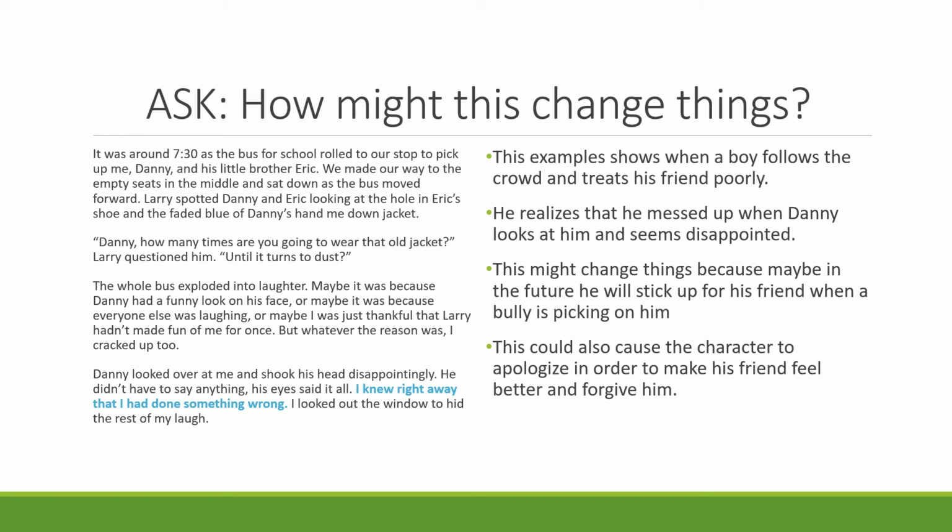So while reading, I noticed that the author gave us a key word that there was an aha moment. The character says, I knew right away. We know now that he has figured something out. When Danny looks at him, the character realizes that he made a mistake when laughing with the rest of the kids and hurt his friend's feelings. This is an example of the character figuring out a conflict or problem.